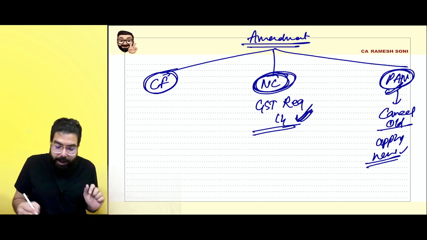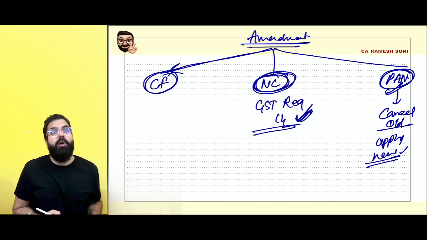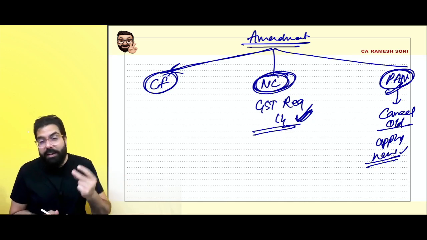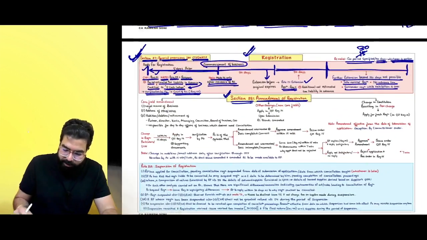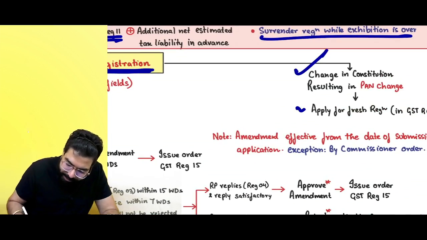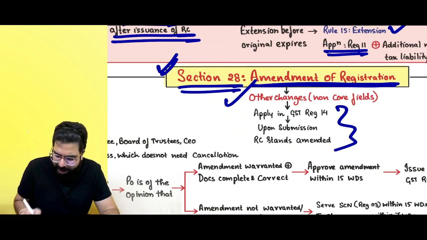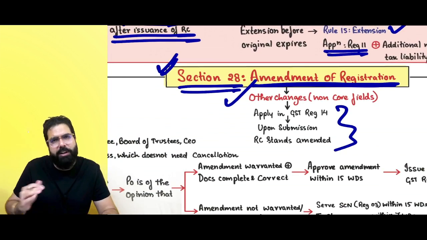That's it. But there are core fields which are there. For example, your place of business has changed. You want to change your place of business. You want to change the legal name of your business. In this scenario, they have told, see over here everyone, PAN change, apply for fresh registration. Any other change which is a non-core field, just fill REG 14 and your change will happen once you submit it.